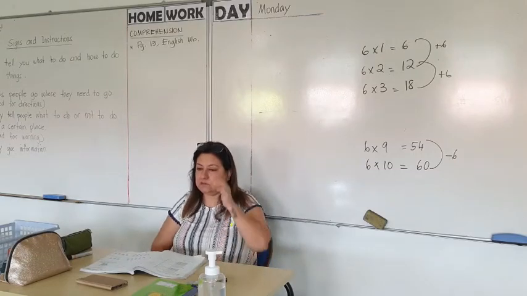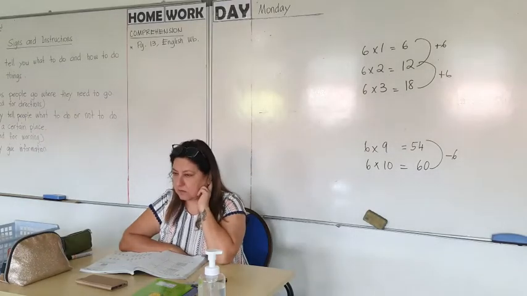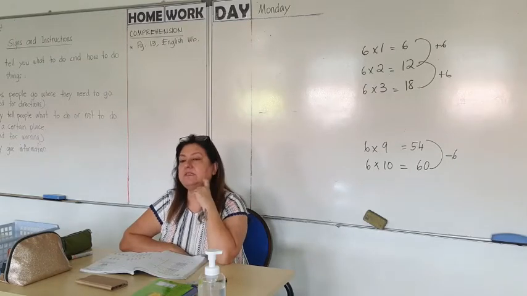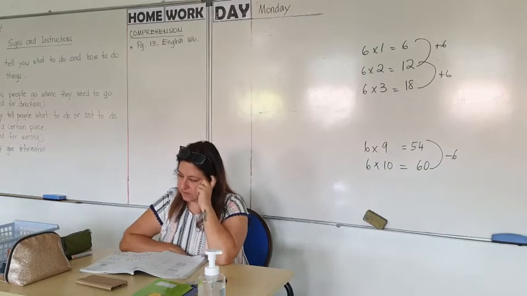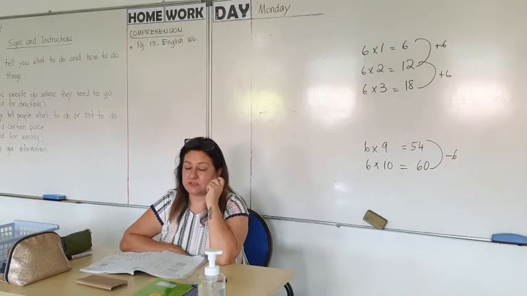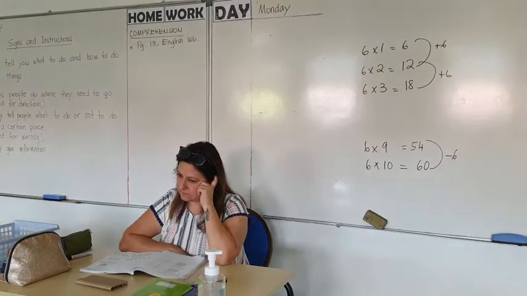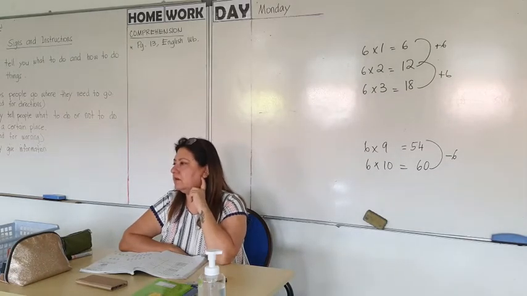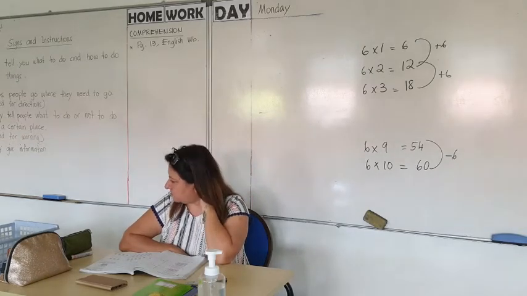Page 84. Okay, fill in the missing numbers. Ready? Okay. 5 times 7 is 35. 3 times 7 is 21. So 5 plus 3 is 8. So 8 times 7 is 35 plus 21. So what is it? 35 plus 21? 56. Equal to 56.